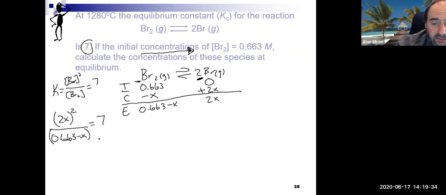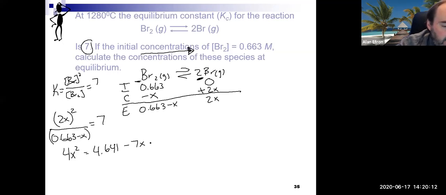So now we need to do some math here to calculate x. We need to multiply the bottom part to the other side, and we also need to square the top part. So if we square the top part, that's going to give us 4x squared. And if we multiply the 0.663 minus x to the other side, we will get 4.641 minus 7x. Again, all I did is multiply the bottom to the other side.